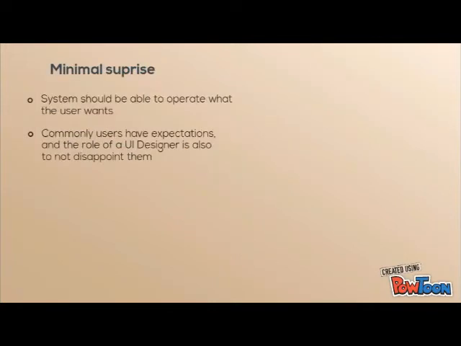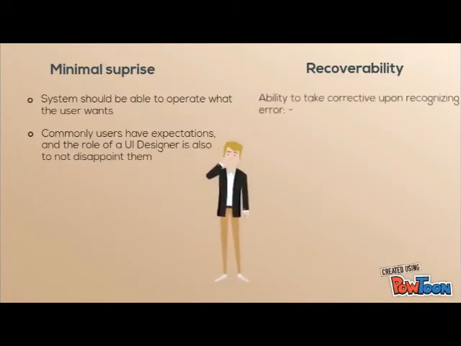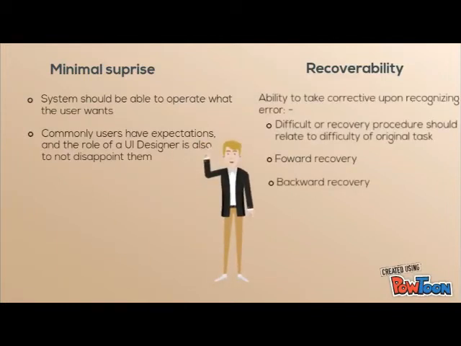Minimal surprise. The system should be able to operate what the user wants. The 11th Street website provides the search bar on the top of the page, so commonly users have expectations, and the role of a user interface designer is also to not disappoint them. Recoverability. Ability to take corrective actions upon recognizing error.